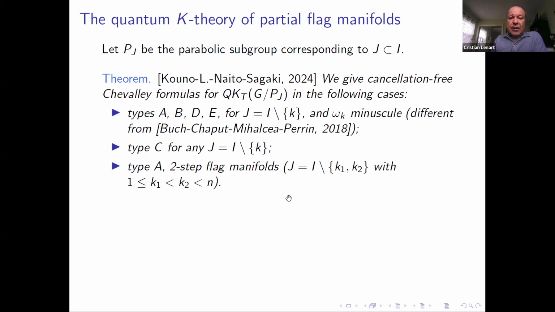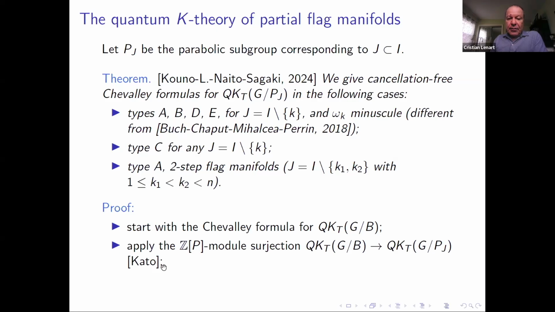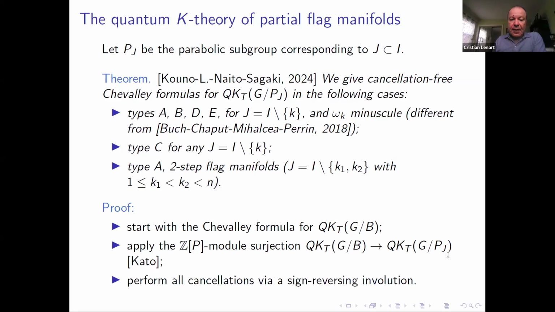So we exclude two nodes, k1 and k2. And in all these cases, we gave cancellation-free formulas. And the idea is pretty simple. So we start with the Chevalley formula for the full flag manifold G mod B. And then we apply another important result of Kato, which is a module surjection over the group algebra of the weight lattice from the quantum K-theory of G mod B to the quantum K-theory of G mod P_J. So that's quite surprising, that there is such a module surjection preserving products. But then we get the Chevalley formula in the partial flag manifold case, but it will have cancellations. And then the task is to perform all these cancellations, to construct some clever sign-reversing involution, and then you end up with a cancellation-free formula.